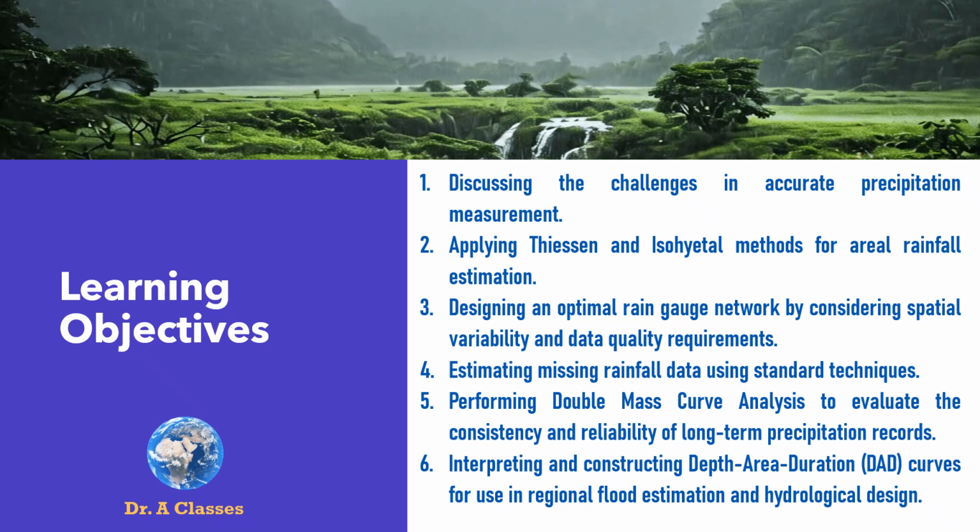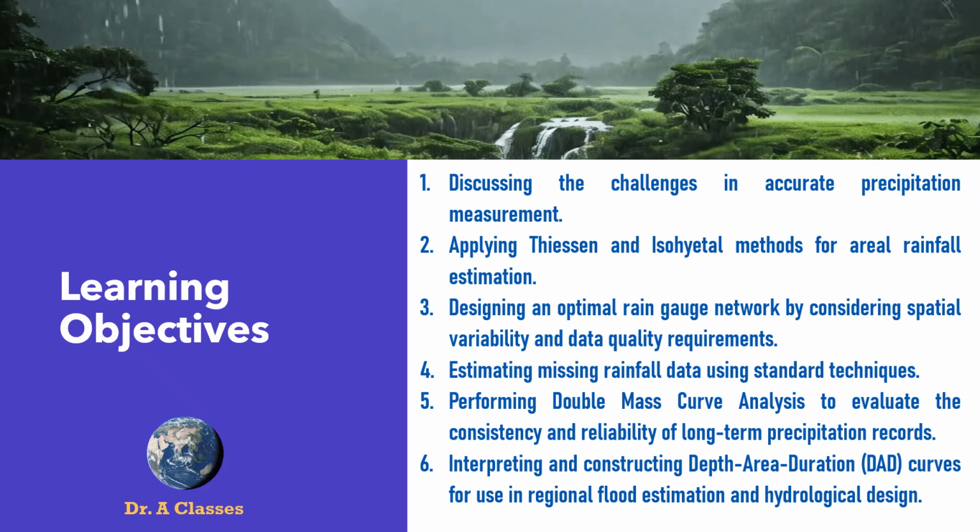Learning objectives of the course: discussing the challenges in accurate precipitation measurement, applying Thiessen and isohyetal methods for areal rainfall estimation, designing an optimal rain gauge network by considering spatial variability and data quality requirements, estimating missing rainfall data using standard techniques, performing double mass curve analysis to evaluate the consistency and reliability of long-term precipitation records, interpreting and constructing depth area duration curves for use in regional flood estimation and hydrological design.